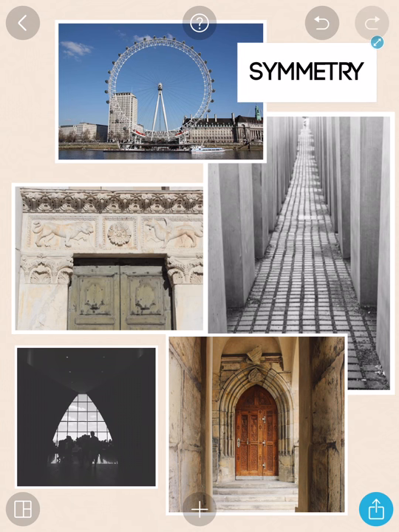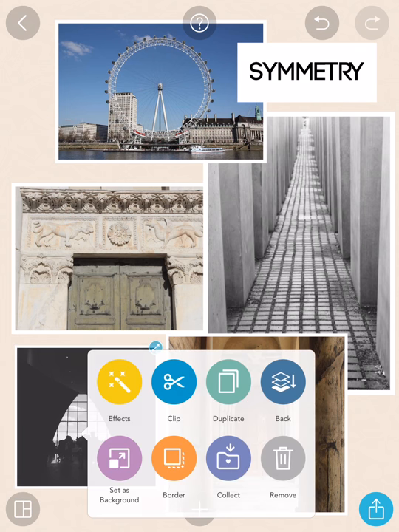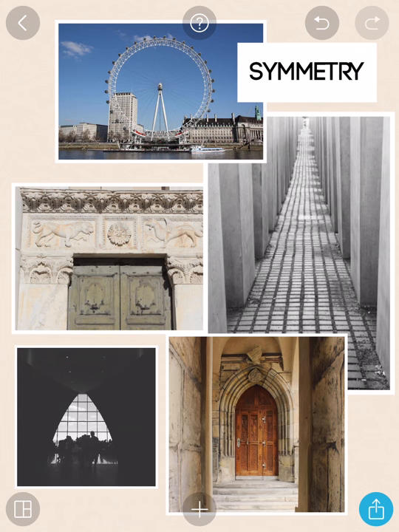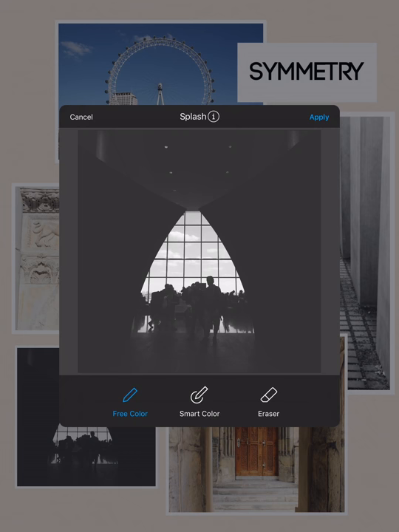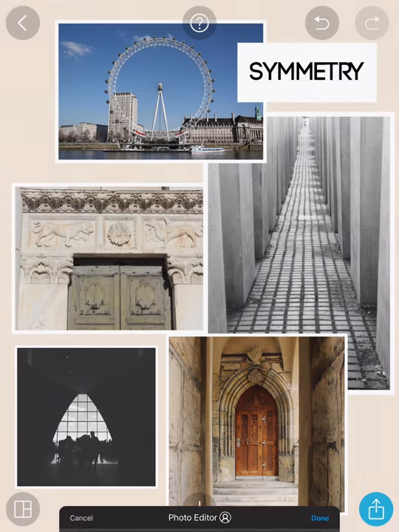But what I really want to do is enhance that annotation. So if we're talking about symmetry, I want them to see those lines of symmetry. So if I double tap on my picture, I get this awesome toolbar. And if I click on effects, I now get tools I can explore. So if I was doing something like halves, this is a worse one to do it on, so let's pick a different picture here.